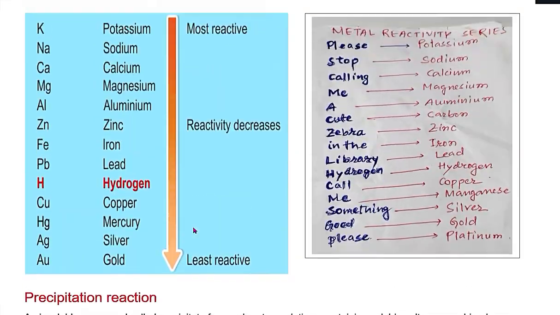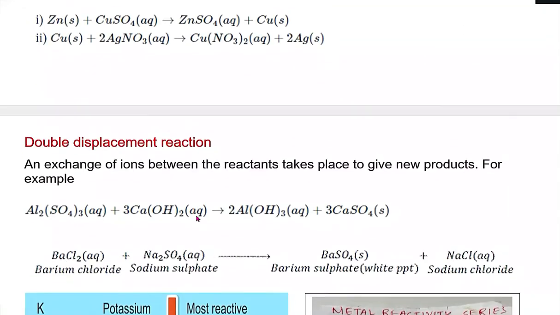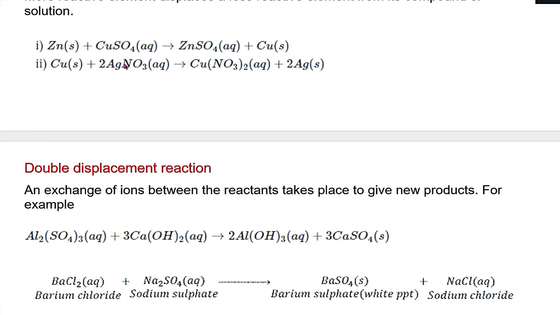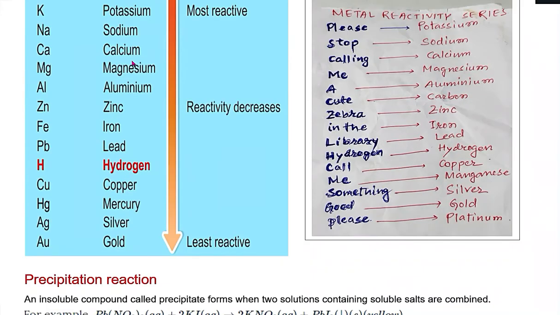One of you students also asked me how to know which element is more reactive and which one is less reactive. Particularly in this type of reaction, such as a displacement reaction, a more reactive element displaces a less reactive element. So here you can see zinc is more reactive than copper. But how will you know if we have some other examples? For this purpose, I am giving you a table.